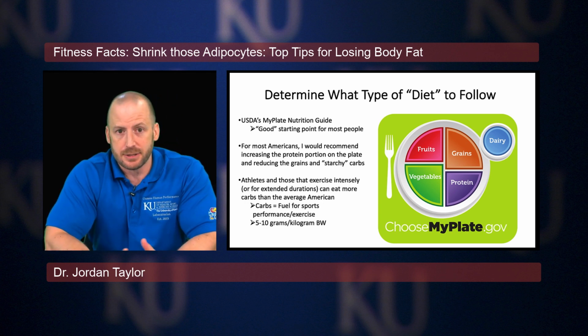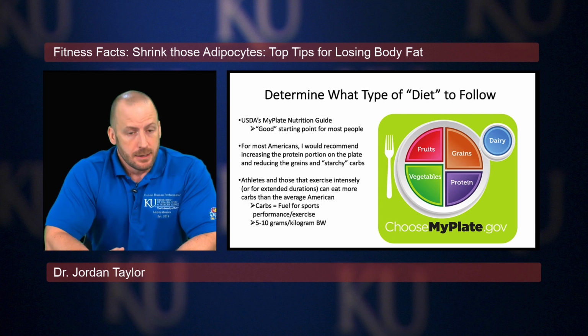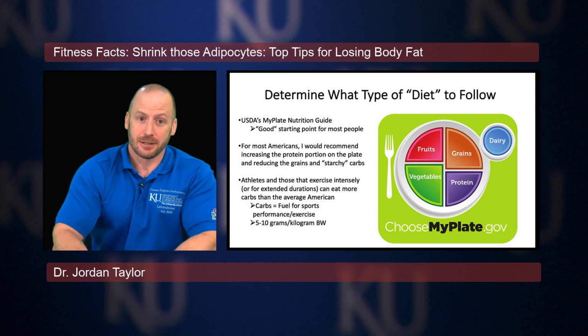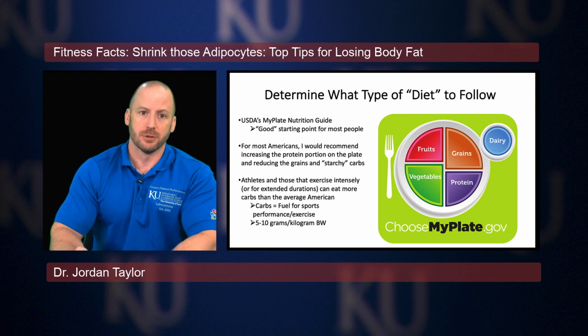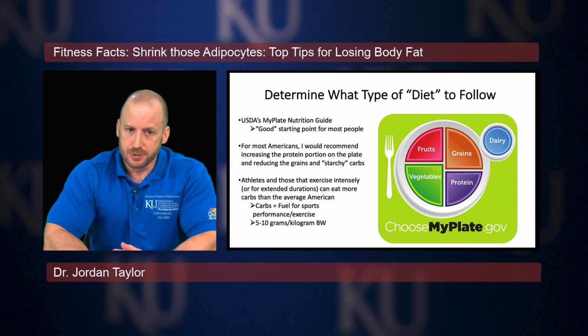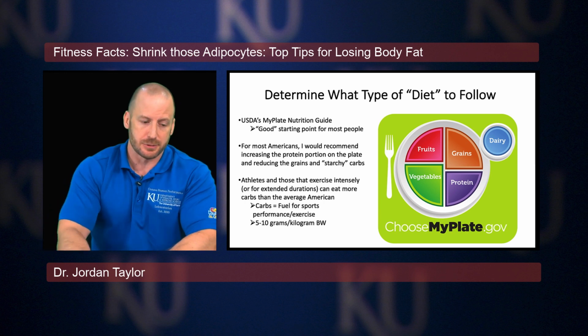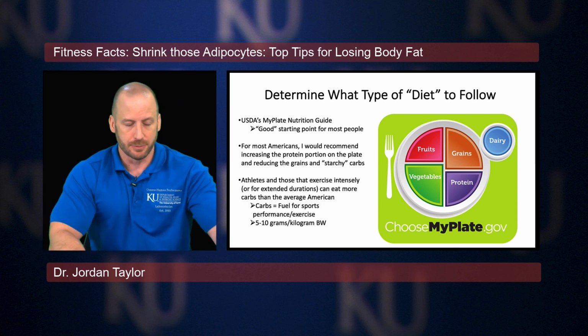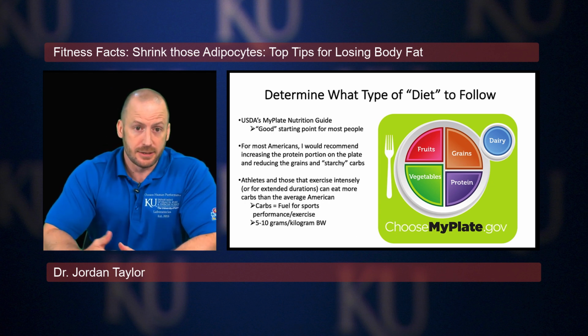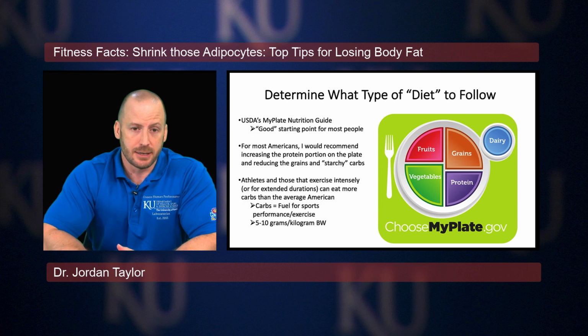Now, for athletes, those that exercise intensely, they can eat more carbs. Why? Because they're not sitting around all day, and carbs are a primary fuel source, especially during high-intensity exercise or for endurance athletes, right? You store carbohydrate as glycogen in your muscle. You store a backup supply in your liver to keep your blood sugar levels up. Carbs are important for athletes. So they can get by with higher carbohydrate intake, anywhere from 5 to 10 grams per kilogram of body weight for athletes, okay?